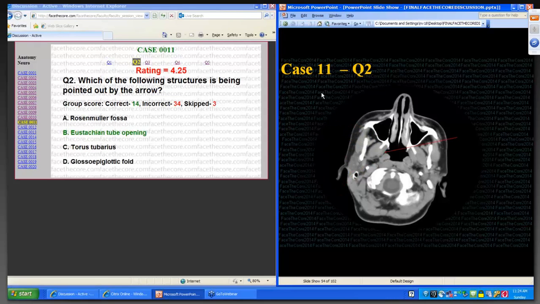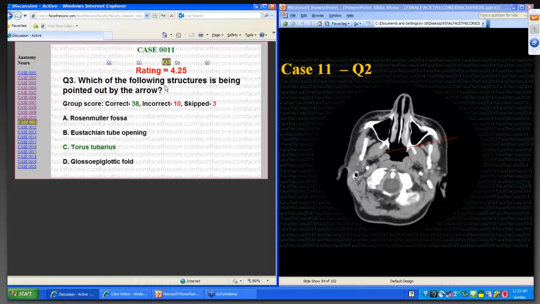Okay, getting into nasopharyngeal anatomy, which of the following structures pointed out by the arrow? Remember, the nasopharynx has two important openings or recesses that you should know about. One is the Rosenmuller fossa, which is A, which we'll get to, and B is the opening of the eustachian tube. The more anterior of the recesses is the eustachian tube, then you see the torus tubarius, and then the Rosenmuller fossa. So we'll get into that on the next question.